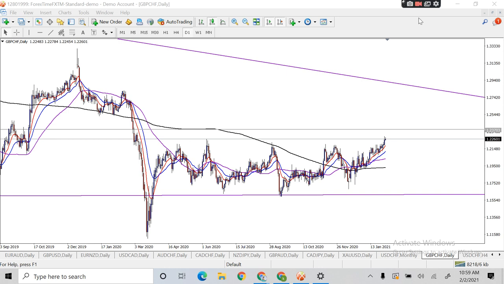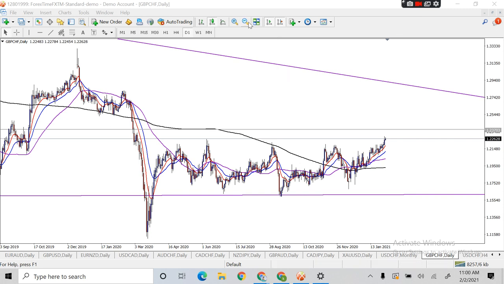Today we'll be looking at GBP CHF, XAU USD, AUD USD, USD CHF, Euro NZD, Euro GBP, GBP JPY, and the Euro USD. For today we're going to be doing a lot of trend lines and a lot of moving average lines. That is what we're going to use in picking our trades for this week.